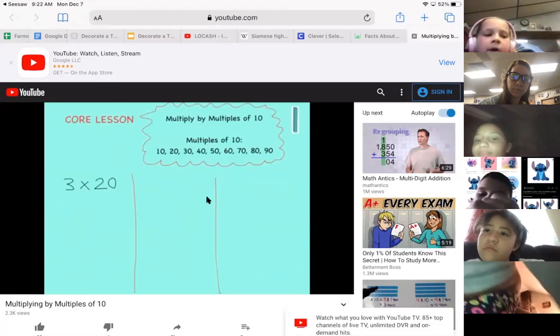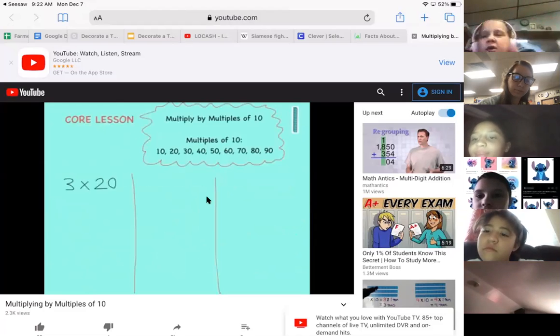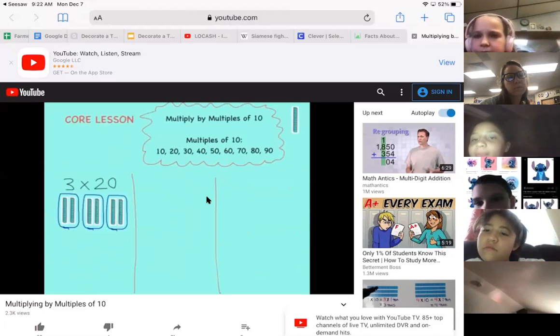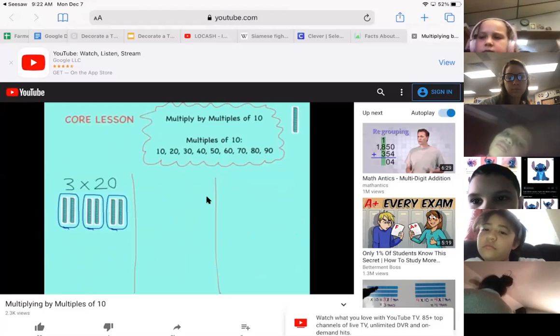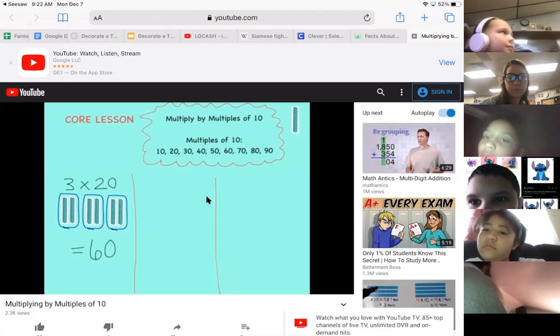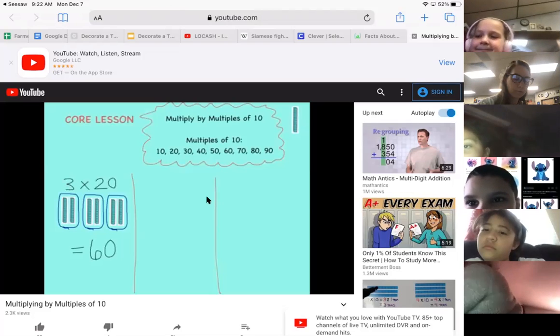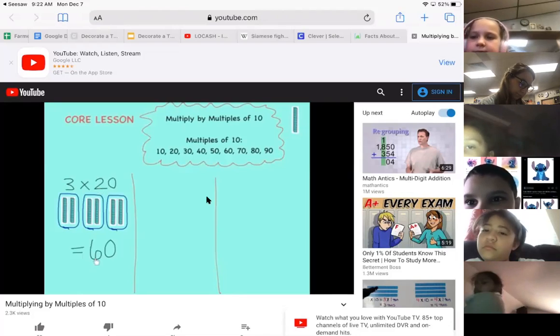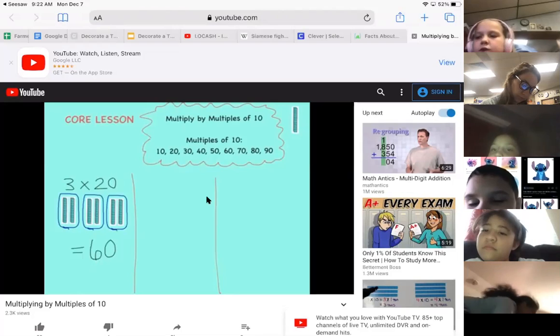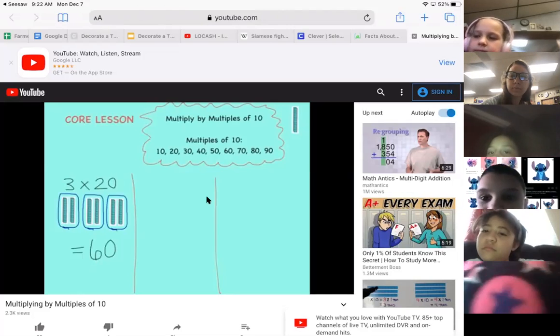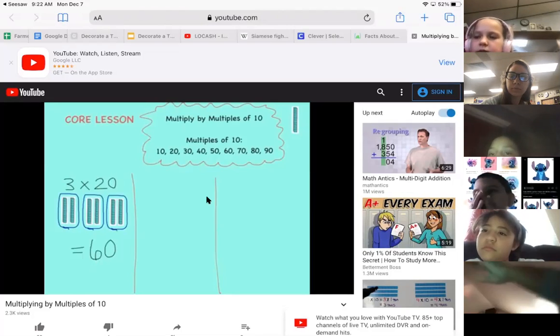3 times 20 means 3 groups of 20. Let's see how many that is. 10, 20, 30, 40, 50, 60. 3 times 20 equals 60. I notice that 3 times 2 equals 6, and I still have that 0 on the end from the 20, like when we used to multiply by 10. Let's see if that happens in our next example.